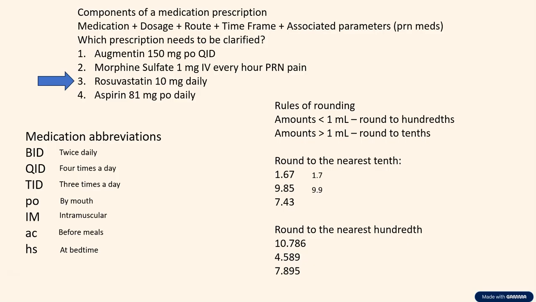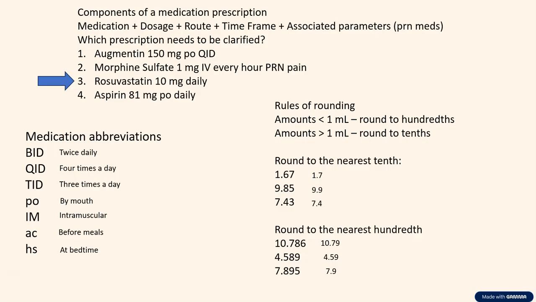The next one, rounding to the nearest tenth, will round to 7.4. The one below, we're going to look at rounding to the nearest hundredth. 10.786 is going to round to 10.79. 4.589 is going to round to 4.59. 7.895 is going to round to 7.9.